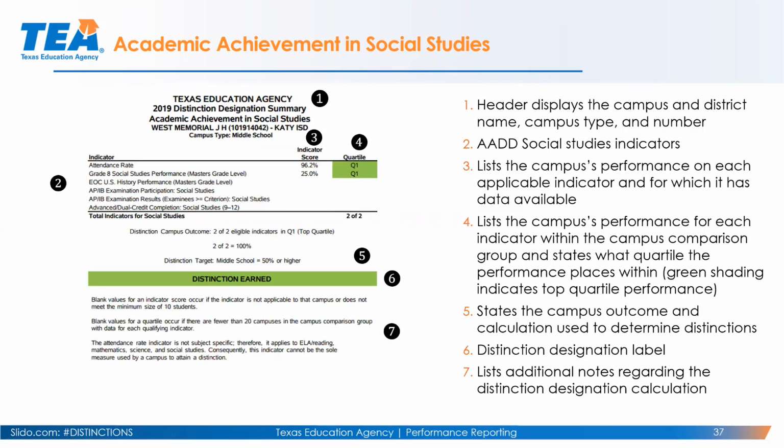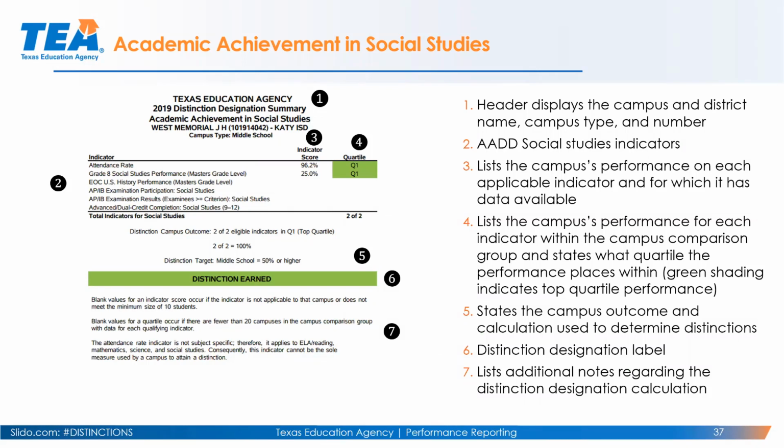This is an actual distinction designation report for a junior high in Texas. At the top, we have the header that displays the campus and district name, campus type, and number. Section 2 would list the social studies indicators for this distinction. Section 3 lists, for our particular example junior high, the indicators for which it has data available and the score. Section 4 would list that campus's performance for each of those indicators and whether or not it's in quartile 1, quartile 2, quartile 3, or quartile 4. And section 5 would state the campus's outcome for this distinction.